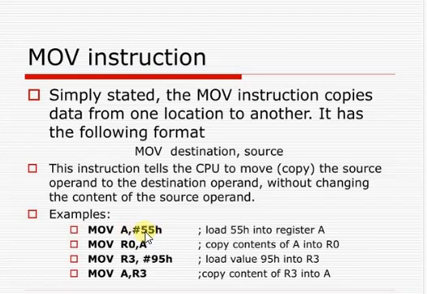What happens here is the value 55 is transferred to A, where A is the accumulator. MOV R0, A: the contents of A are transferred to register R0. MOV R3, #95: the value 95 is loaded into R3. MOV A, R3: the contents of R3. If you observe these two, the R3 value is 95 here, and 95 is transferred to A. Here 55 is transferred to A, and the same value is transferred to R0, like that.